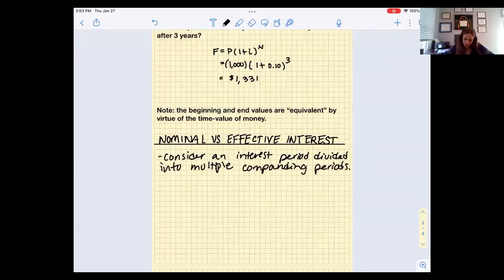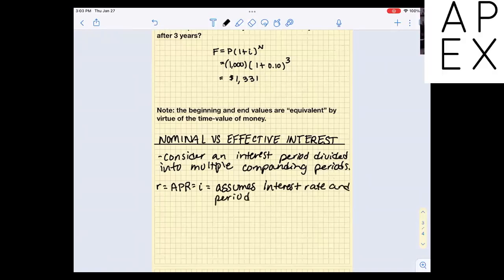Okay, so they give you the rate, which is the annual percentage rate, and you're told to consider that as your interest. But that only works because it's assuming that the interest rate and the period, meaning every time they hit enter, both line up as 1 year. But that's not always the case.